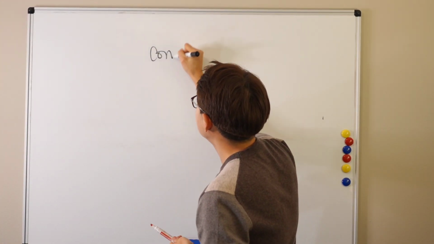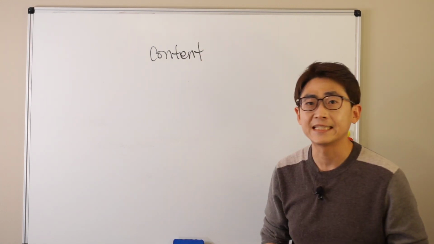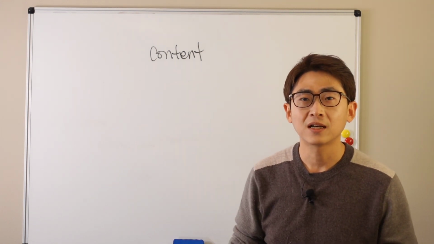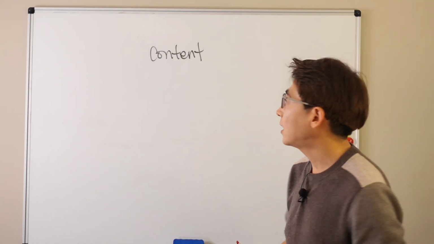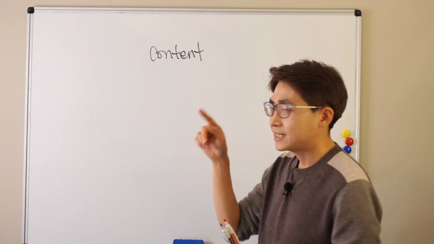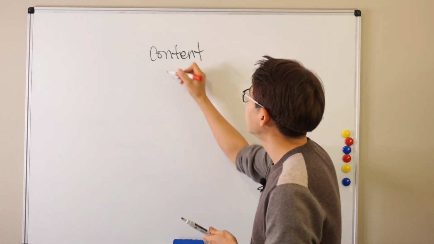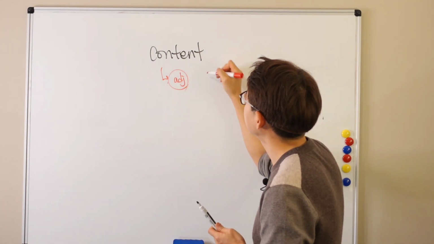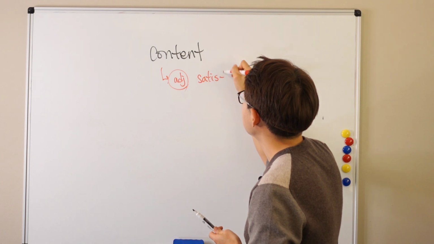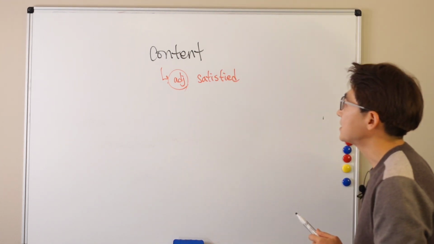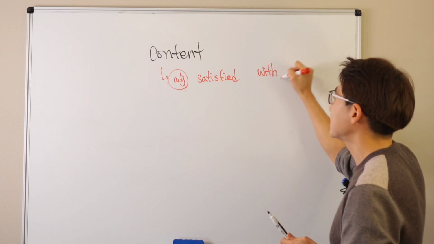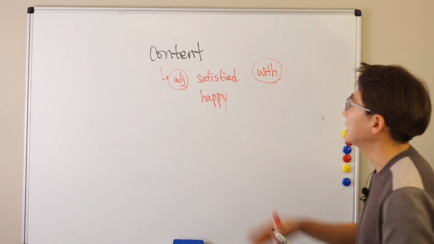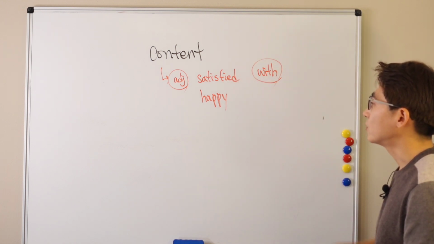Next one is this one, content. You immediately think of the word content, but they are different. Content always has the S in the end, but this one is different. This one is used as an adjective, and it means satisfied. So be satisfied with. They all take the same preposition, or even you can say happy. So be content with, be satisfied with, or be happy with.